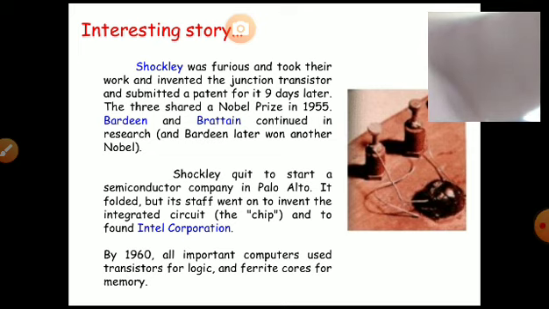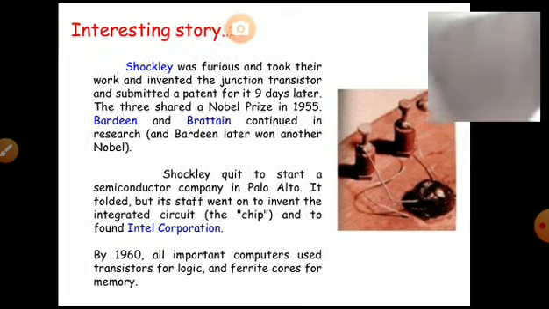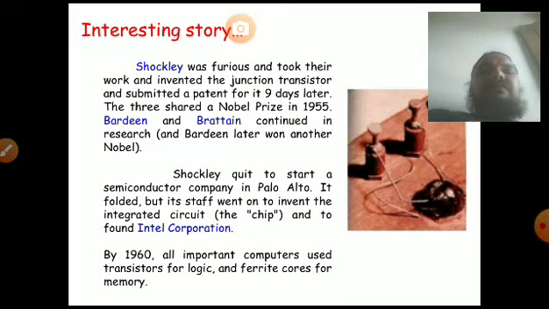By the 1960s, all important computers were using transistors for logic and ferrite cores for memories. Shockley, furious, took their work and invented the junction transistor and submitted a patent nine days later. The three shared the Nobel Prize in 1955. Bardeen continued in research.